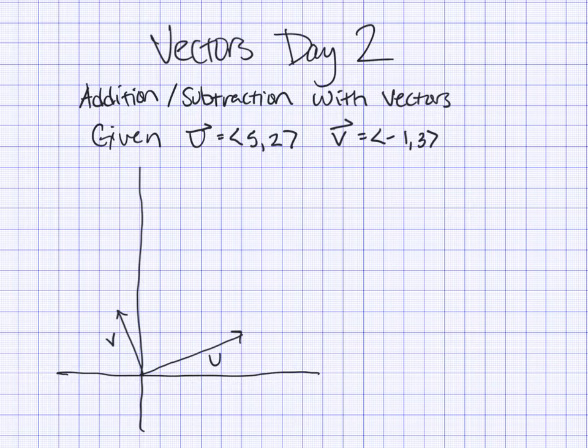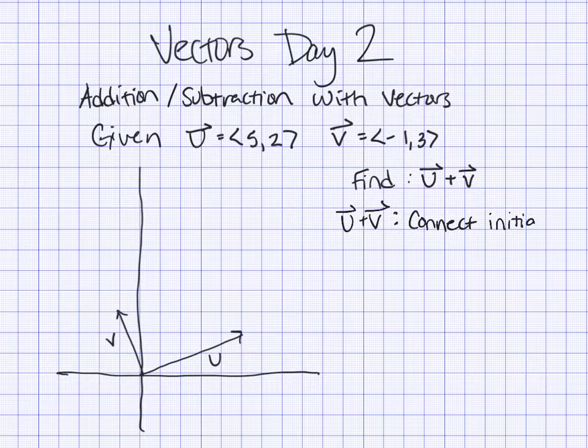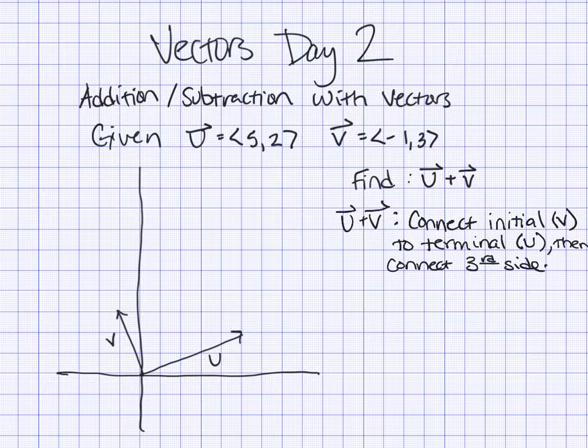So if I want to find vector u plus vector v, what I'm going to do visually is connect my initial point of my vector v to my terminal point, or kind of like the arrow of vector u, then connect the third side. Now when I say third side, what does that really mean?